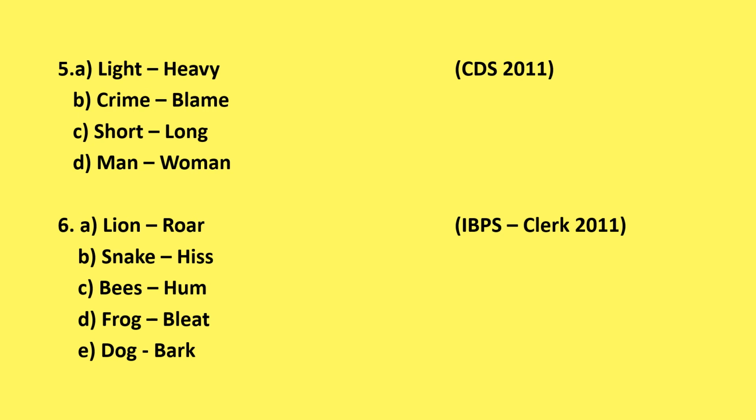Similarly, in the fifth question, there are four options given to you. Light and heavy. So these are opposites or antonyms. Crime and blame. Crime and blame is something different from light and heavy. Let us check with the other three options as well. Short and long, these are also antonyms. Man and woman, these are also antonyms. So basically the words given to us here, the relation between the words are that the words are basically the opposites of each other, whereas in crime and blame, they are not the opposites. So we go with option B as the correct answer.